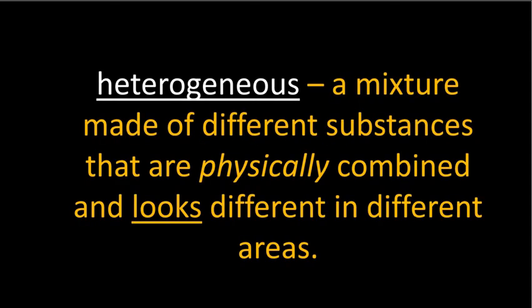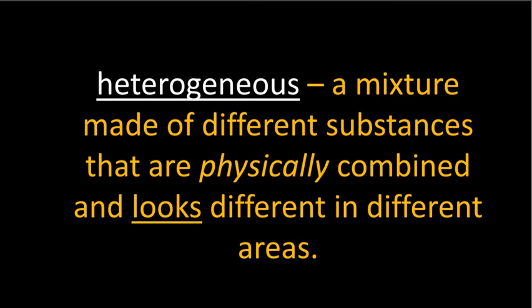First off, heterogeneous, which is a mixture made of different substances, therefore a mixture. They are physically combined, so it's not a new substance, it's not a chemical reaction, and it looks different in different areas. So you actually will be able to see differences from place to place within the mixture. Hetero means other, genus, kind or beginning, or types or kinds. Okay, so you'll see different kinds of things in different locations.